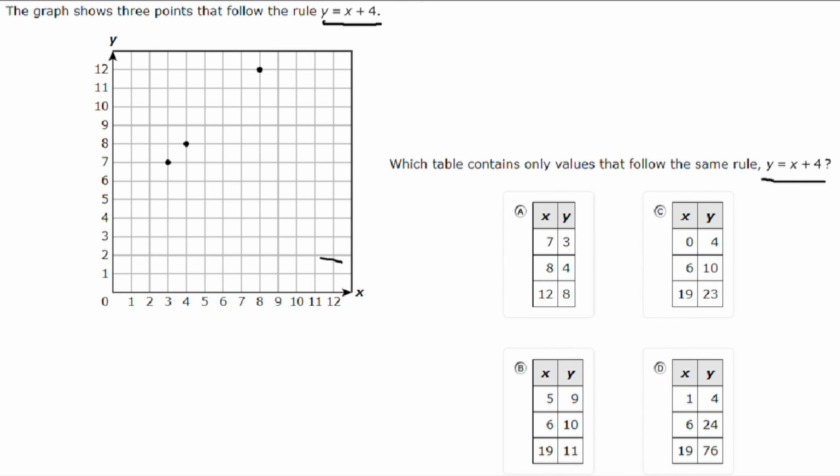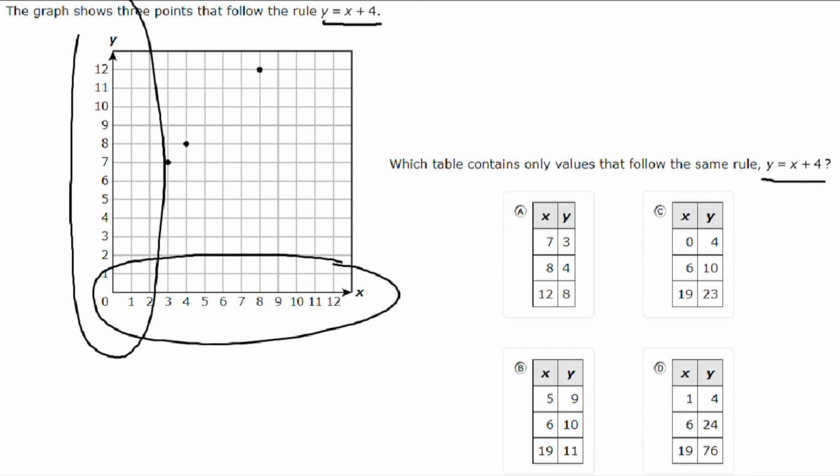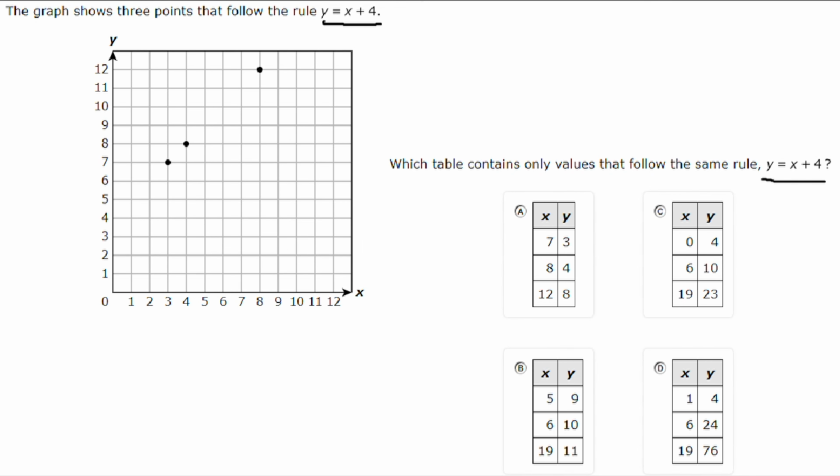Here on our graph, we have our x-axis, which is the one at the bottom, and we have our y-axis, which is the one that goes up and down. So let's look at some of the coordinates. Remember, for your coordinates, you're always going to have your x value first, followed by your y value. Coordinates are just going to be the x value, comma, y value.